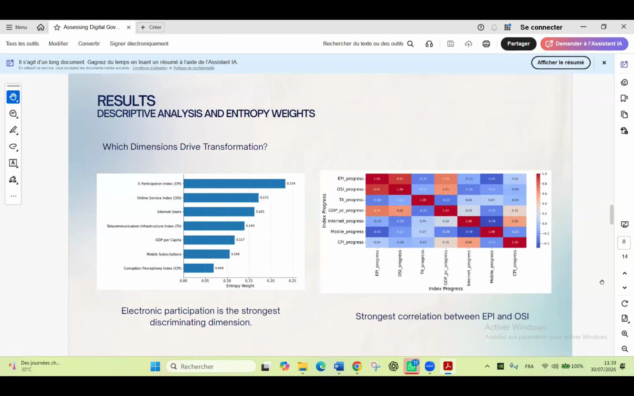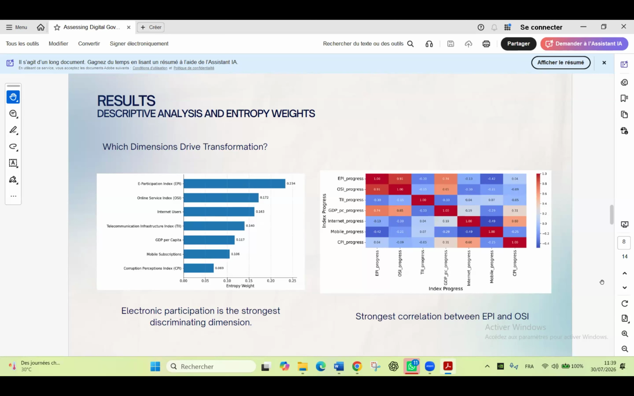Before identifying transformation trajectories, it's important to understand the role played by each indicator. We first examined their relative contribution using the entropy weights. As shown in the chart, the e-participation index received the highest weight, indicating that it's the most discriminating indicator across the MENA countries. It's followed by the online service index, whereas the corruption perception index received the lowest weight.